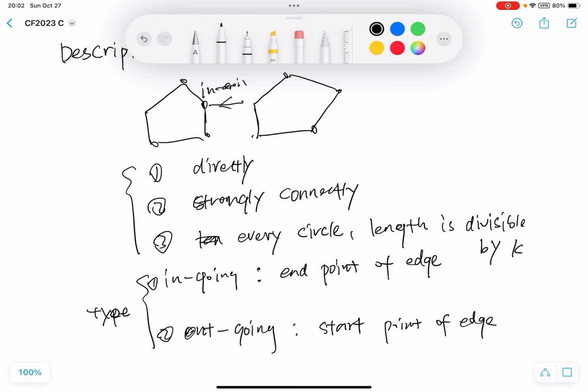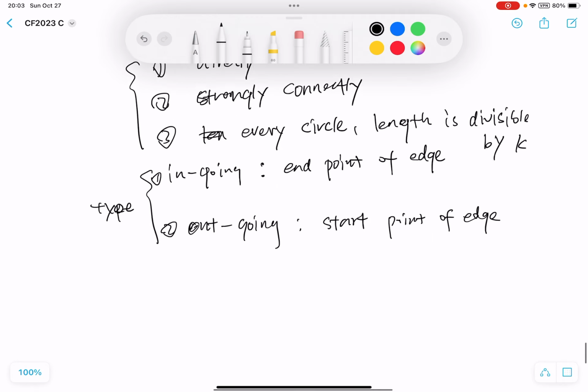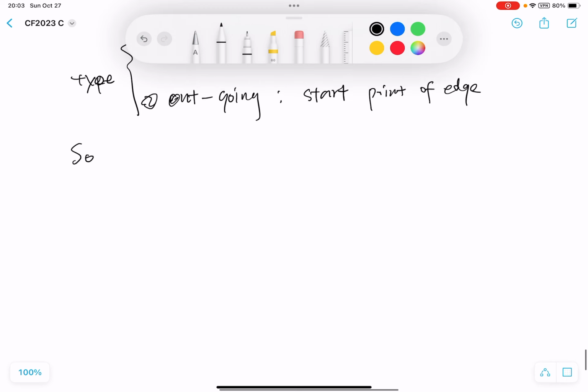So what we need to do is to determine if there is a strategy to add n edges between graph 1 and graph 2, such that the whole graph guarantees that every cycle of it is divisible by k. This is the description part of this problem. Next part, let's talk about the solution.